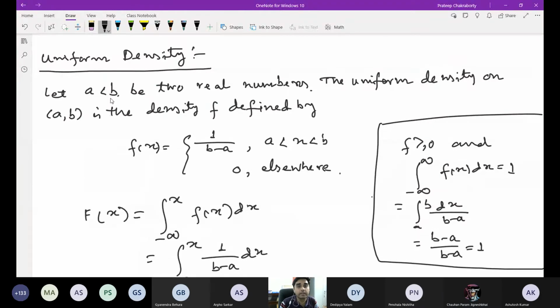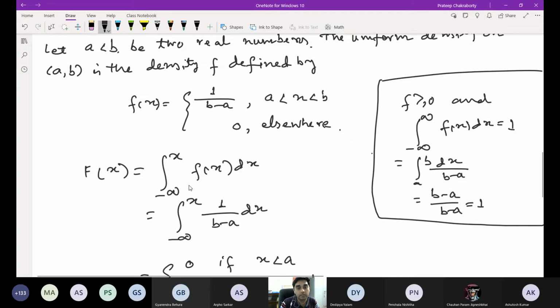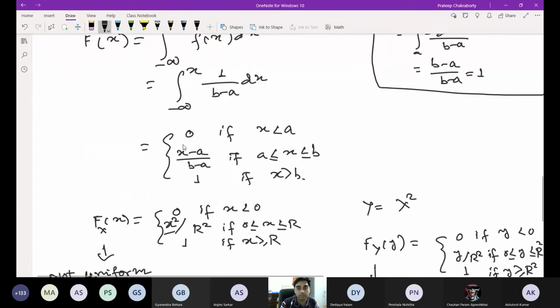So a less than or equal to b, two real numbers. The uniform density on a comma b is a density function f defined by f(x) equal to 1 by b minus a if a less than or equal to x less than or equal to b, and 0 elsewhere. And using this definition, integrating f(x) dx from minus infinity to x, you get the distribution function, which is 0 if x less than a, x minus a upon b minus a if a less than or equal to x less than or equal to b, and 1 if x is greater than b.